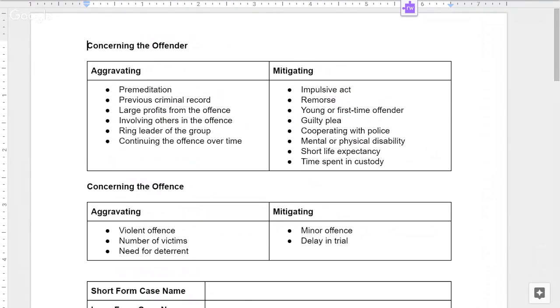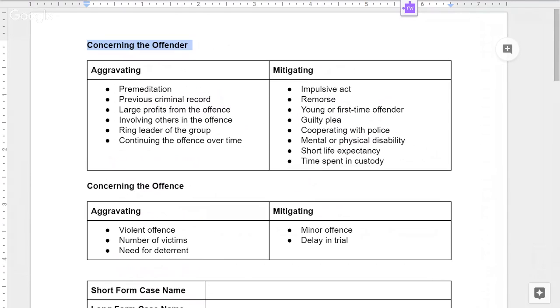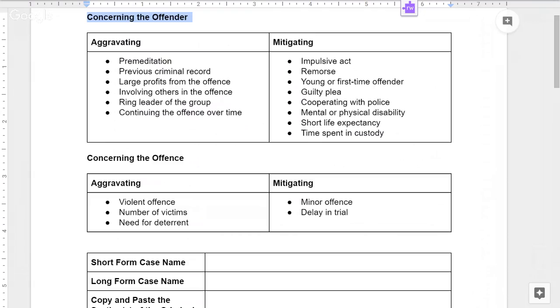A mitigating factor is something that might take away from the seriousness of the sentence. We have two categories of that. One is concerning the person or the offender, and the second category is concerning the offense or the crime.